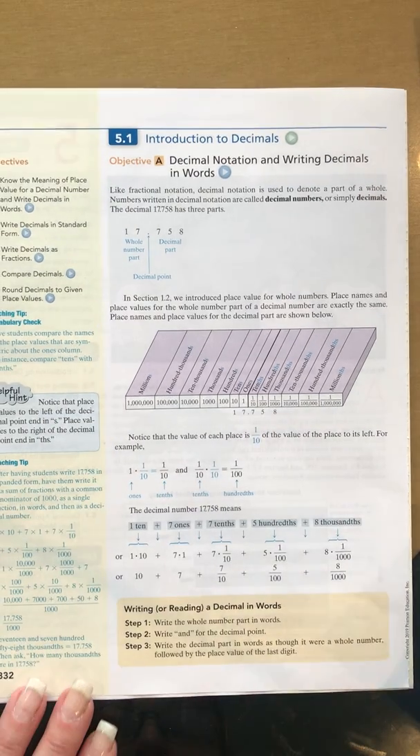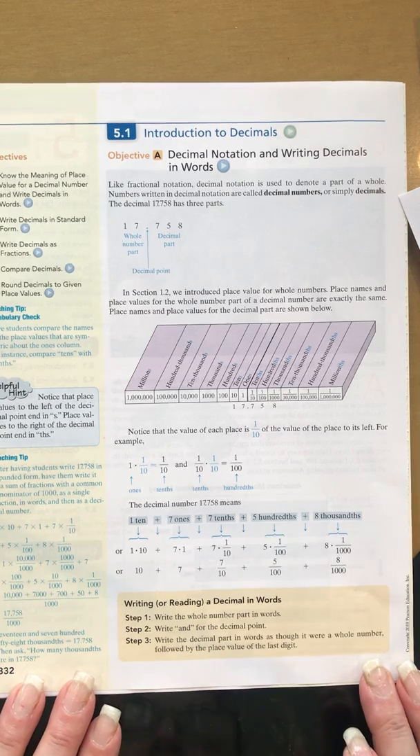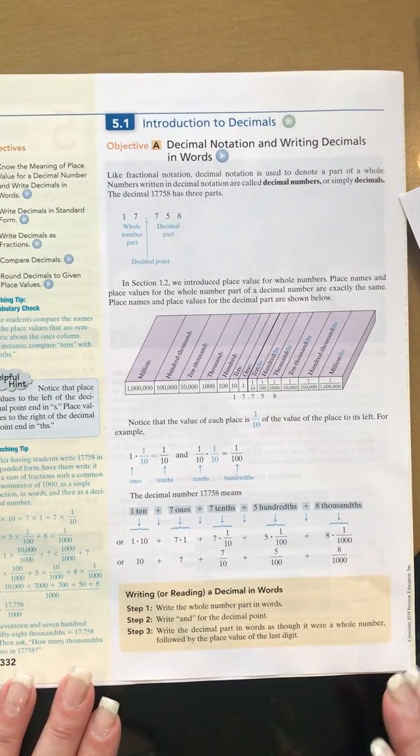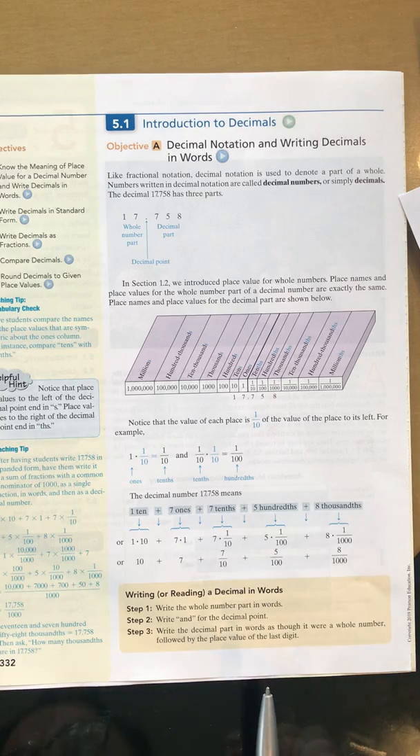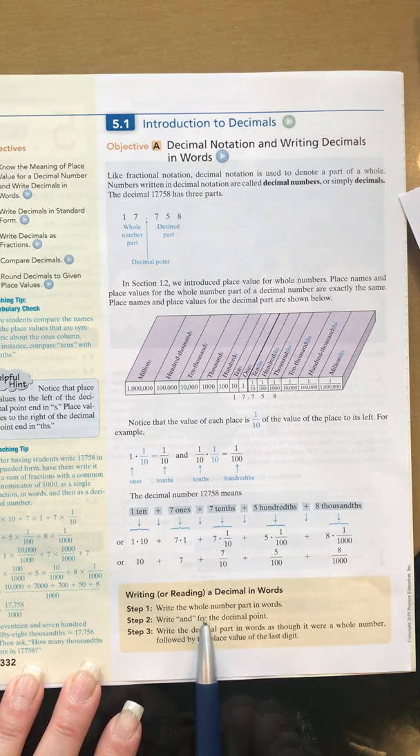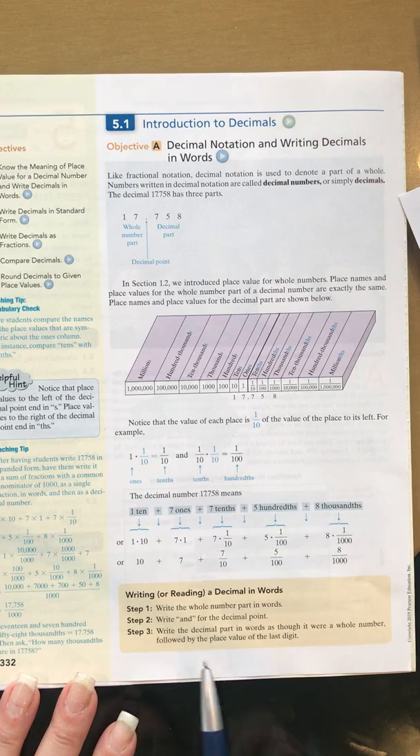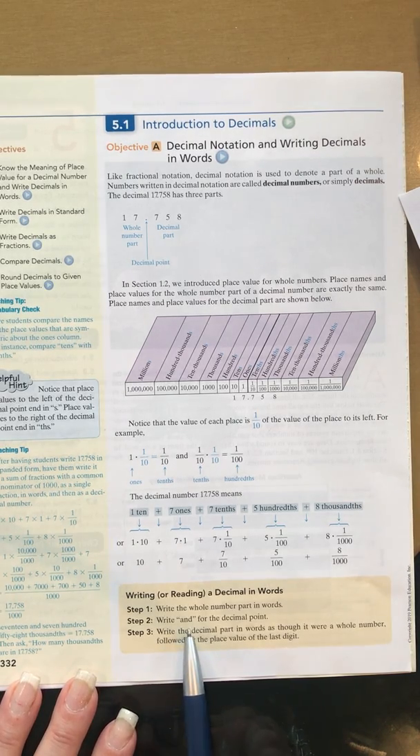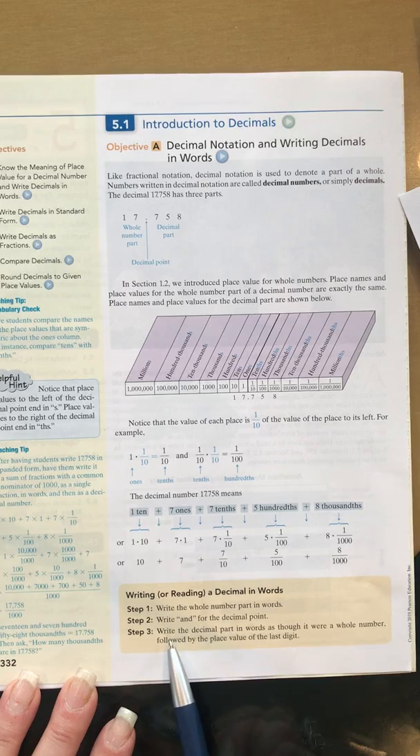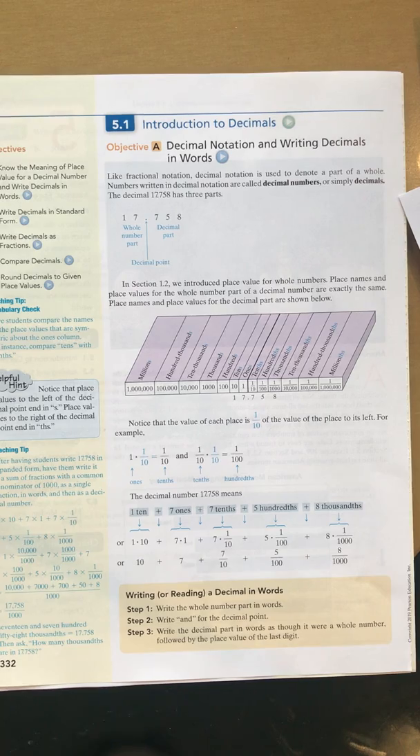So let's talk about how you're going to write or read decimals in words. The part before the decimal, you will write or read that part in words. When you reach the decimal, you will put the word and. The word and is where the decimal goes. And then the third part is you're going to write the decimal part in words or say it as if it were a whole number, but it carries the name of the last digit.